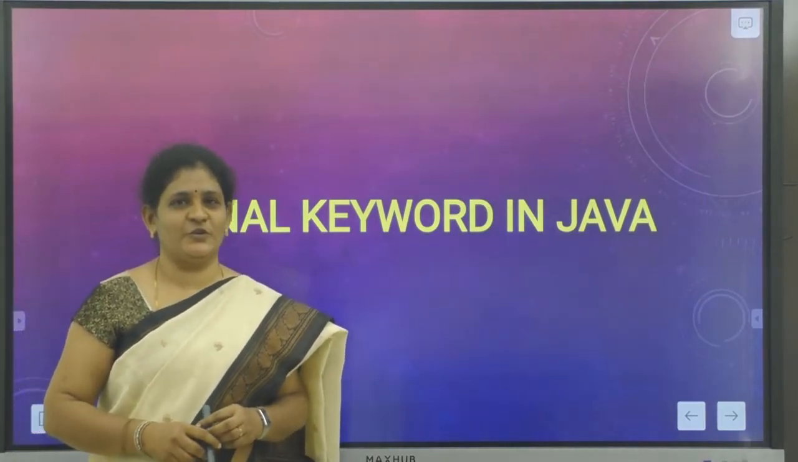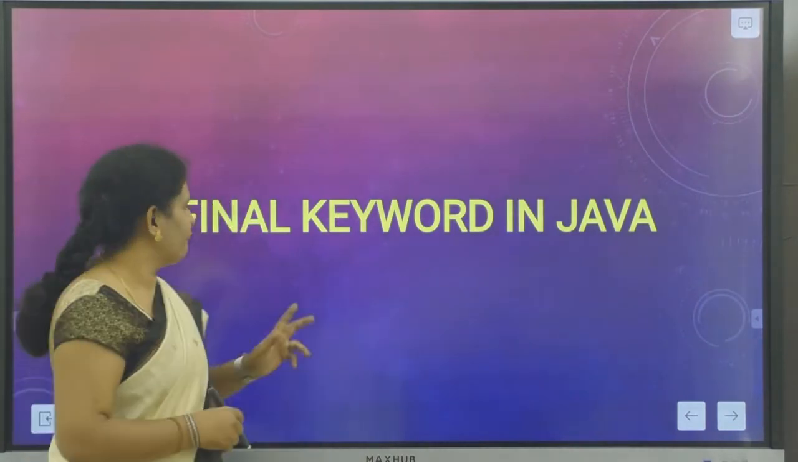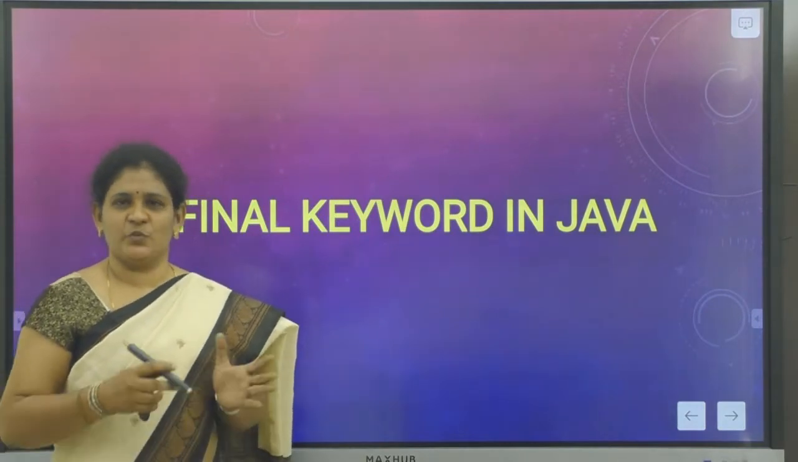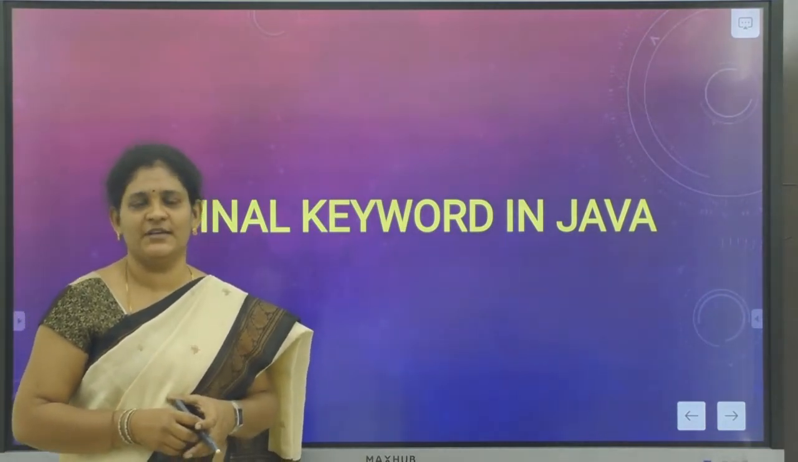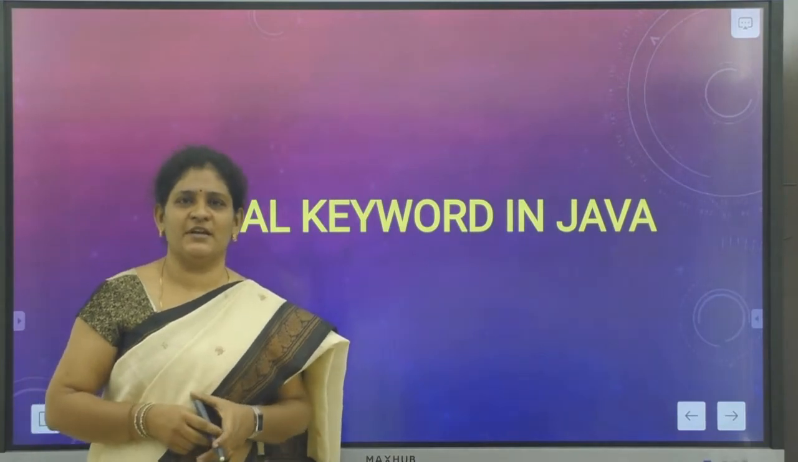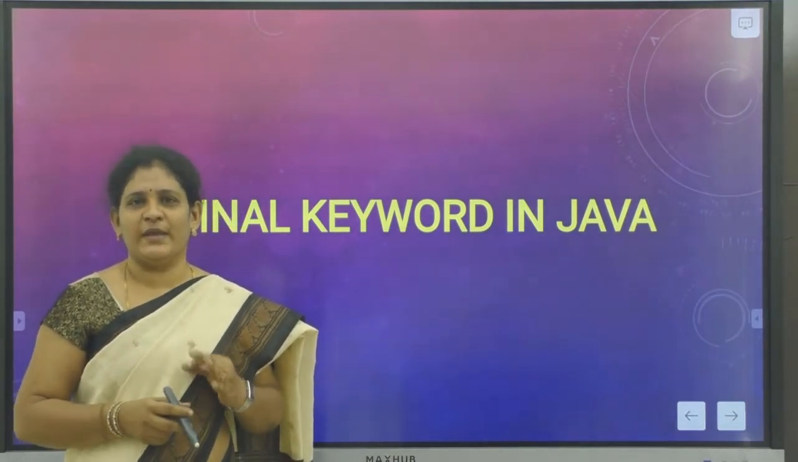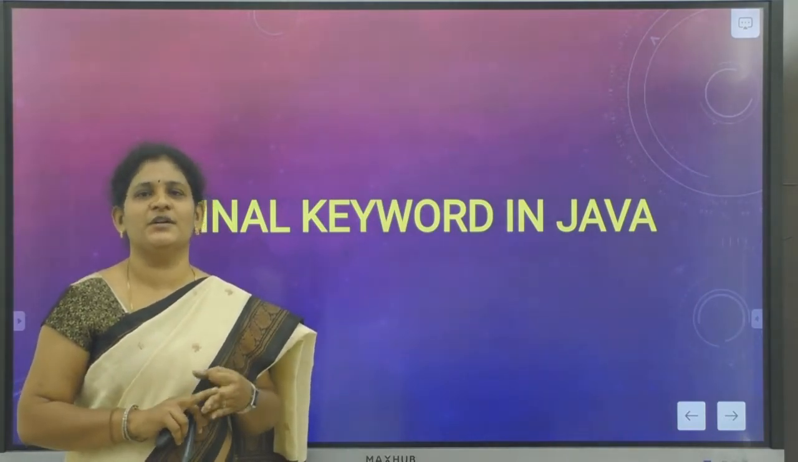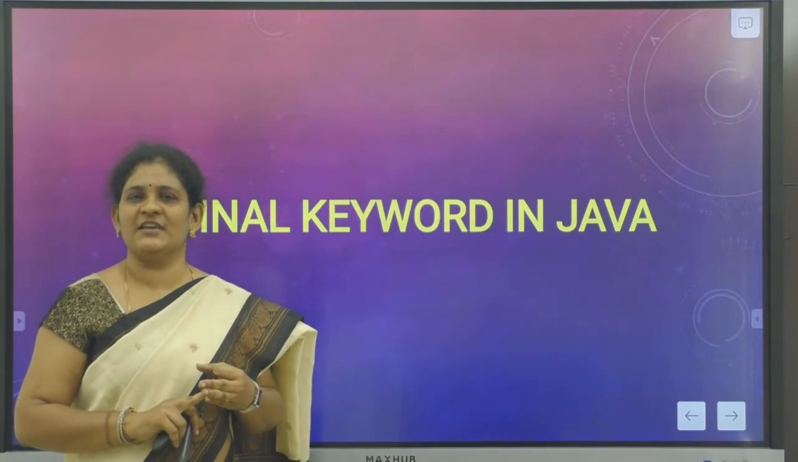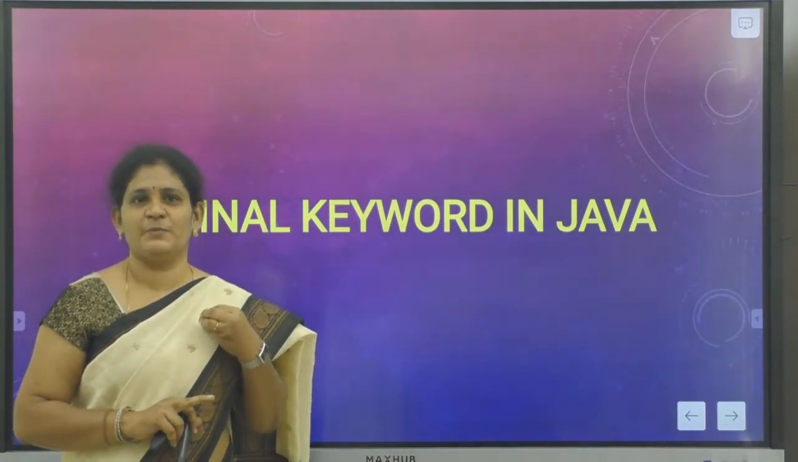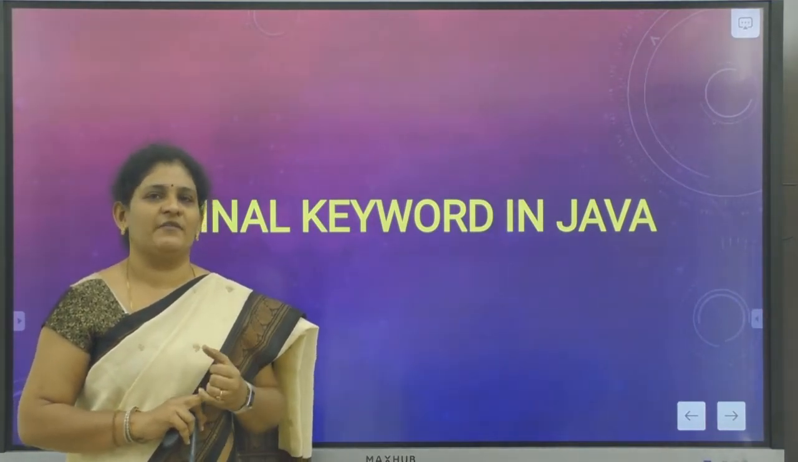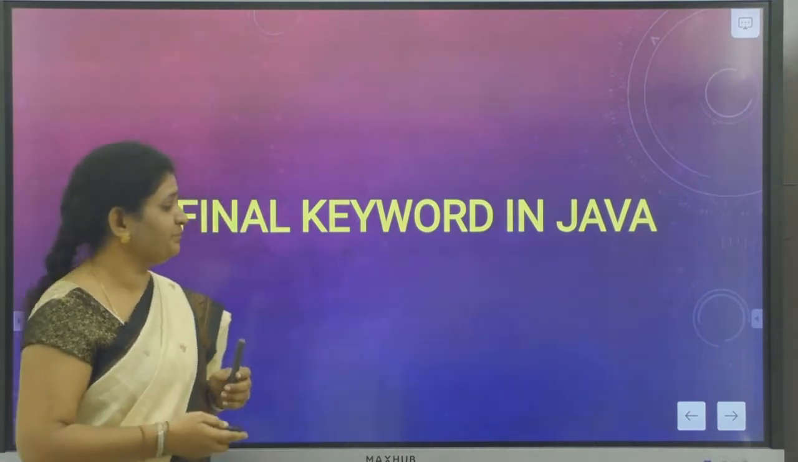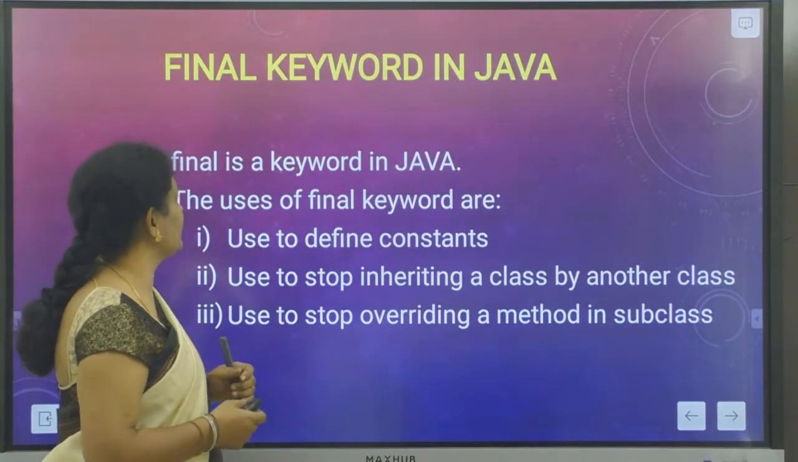In today's session we are going to discuss one more keyword, that is the final keyword in Java. We will discuss the different uses of the final keyword. We do have many keywords in Java. Among those, three are very important: final, super, and this. All these three keywords play a major role in Java. So in today's session we will be discussing the final keyword and its uses. Okay, let's start the session.